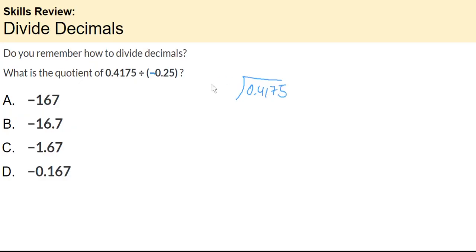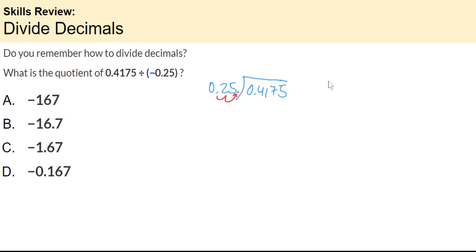So we're going to do 0.4175 divided by 0.25. But if you remember how to divide decimals, we cannot have a decimal out here. We can have a decimal inside, but not on the outside. That's the divisor. So what we've got to do is move this decimal two places. We're going to clear it, 1, 2. So that means that would clear, right? And now I would have 25.